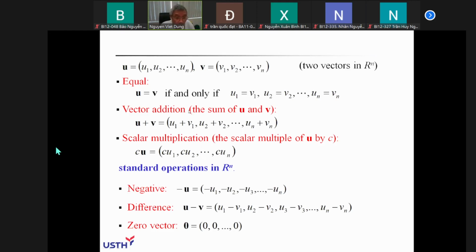And the two operations like that are named the standard operations in Rn. And after that, we have the notion of the negative of a vector u, and the difference between u and v. And also we have a very special vector we call the zero vector, denoted by the bold zero. That is a vector that is a sequence consisting of only zeros.